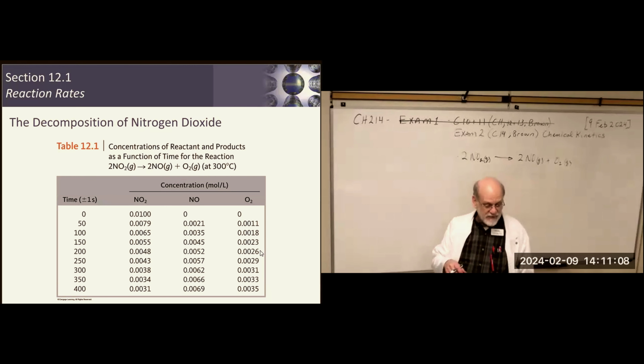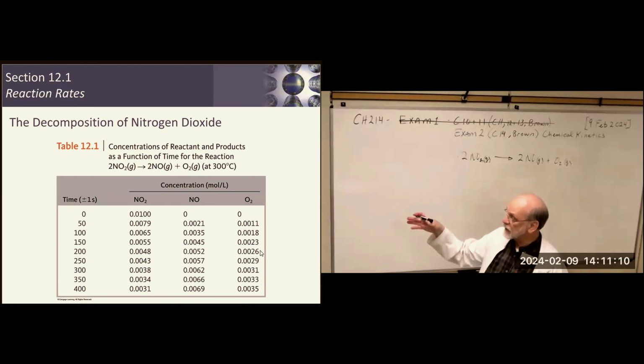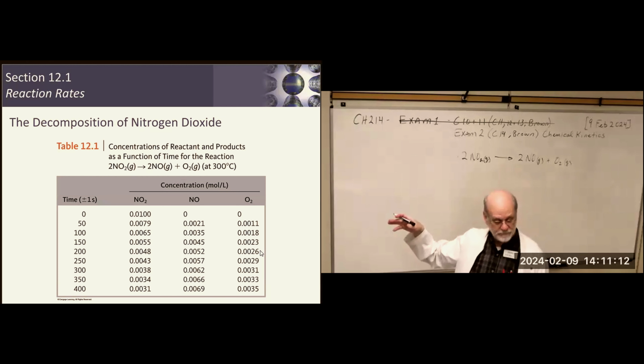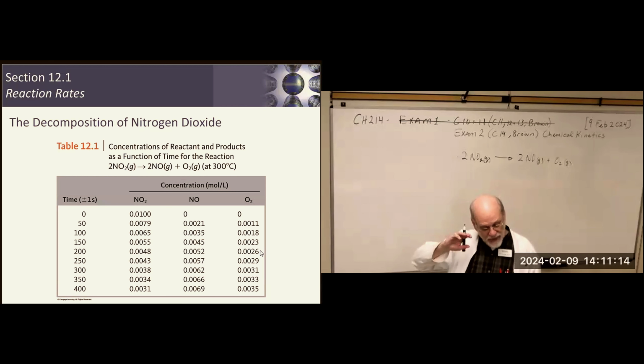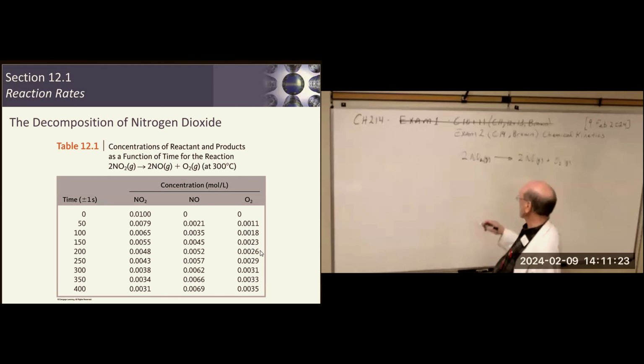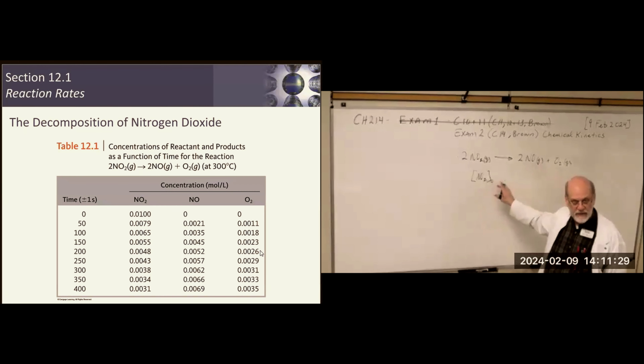Notice that at time 0, we have some NO2, 0.01 molar, and we don't have any nitrogen monoxide. We have no oxygen. That's the initial concentration, and it's often written like this, with a 0 down here.